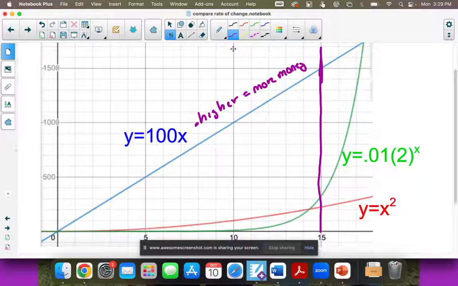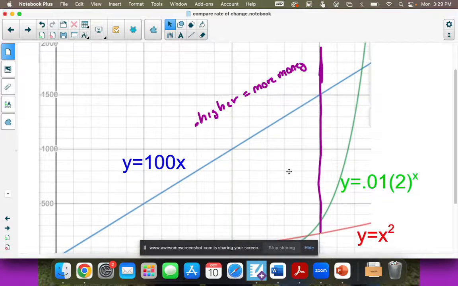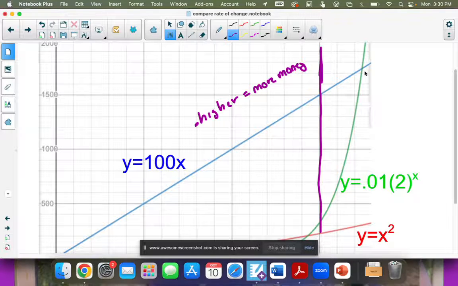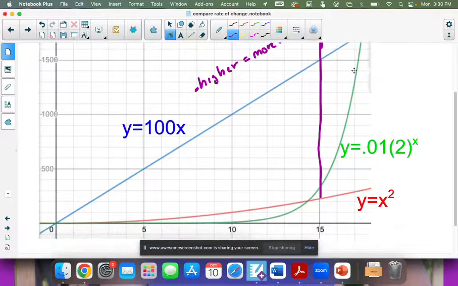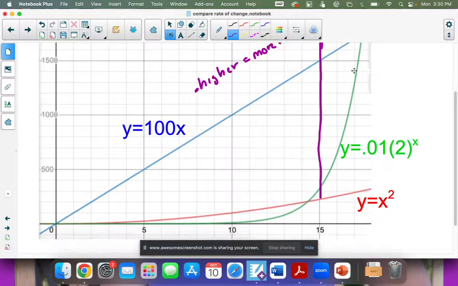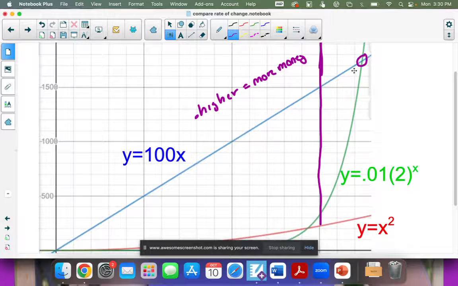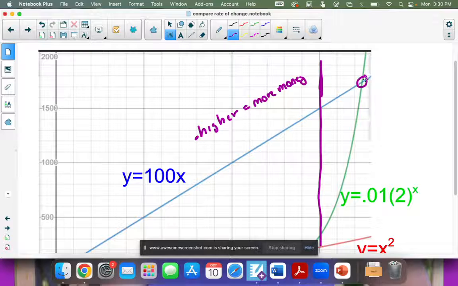Now, take a look at the green function compared to the blue one, right? You get to a certain point and take a look. That green one, that exponential, is actually going to be higher than the linear function. So that looks like about, say, somewhere between day 17 and day 18, maybe.